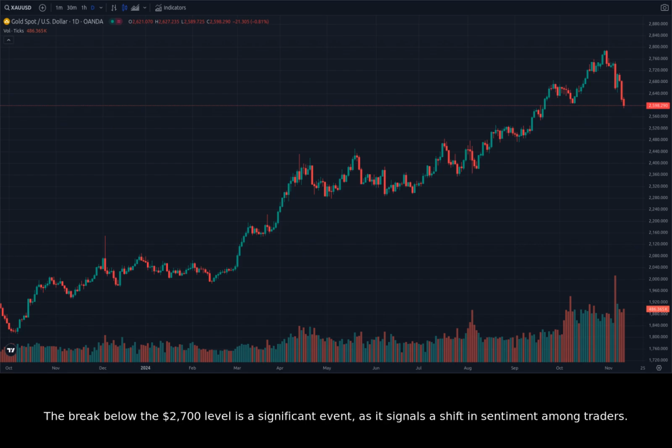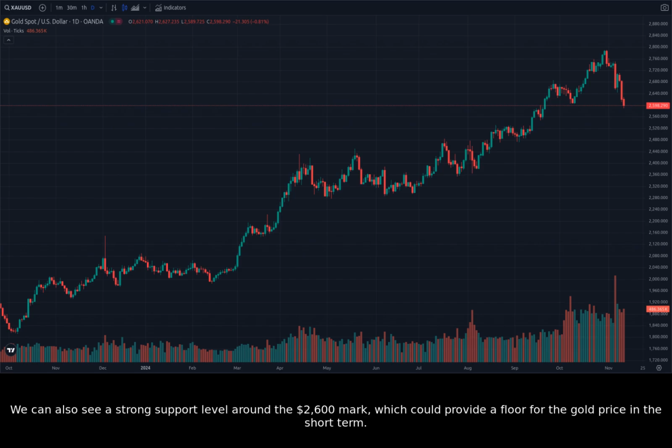The break below the $2,700 level is a significant event, as it signals a shift in sentiment among traders. It's likely that this level will now act as a resistance zone, potentially limiting further upside moves in the near term. We can also see a strong support level around the $2,600 mark, which could provide a floor for the gold price in the short term.